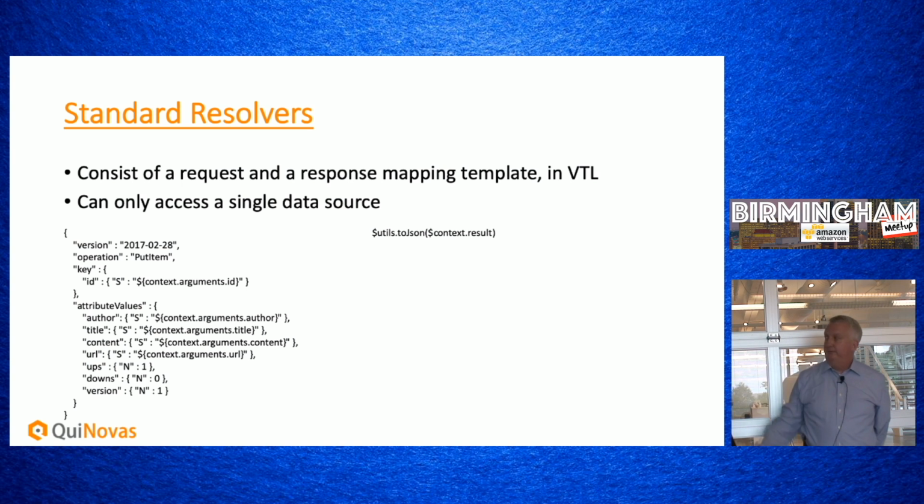What I want to return is just a JSON, basically a JSON transformation of the context that comes back in the result from that put, which in this particular case is going to be the actual object. Most of your response templates will look like that on the right, which is util.toJson, et cetera, et cetera.